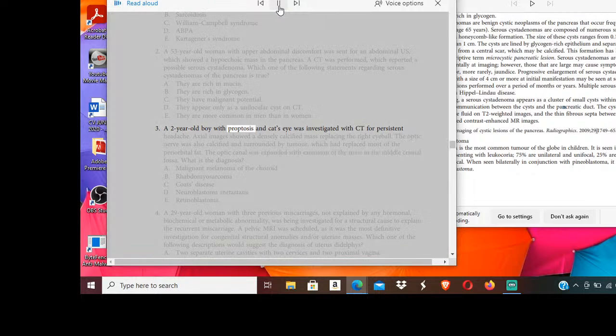3. A 2-year-old boy with proptosis and seizures was investigated with CT for persistent headache. Axial images showed a densely calcified mass replacing the right eyeball. The optic nerve was also calcified and surrounded by tumor, which had replaced most of the periorbital fat. The optic canal was expanded with extension of the mass into the middle cranial fossa. What is the diagnosis? A. Malignant melanoma of the choroid. B. Rhabdomyosarcoma. C. Coats disease. D. Neuroblastoma metastasis. E. Retinoblastoma.